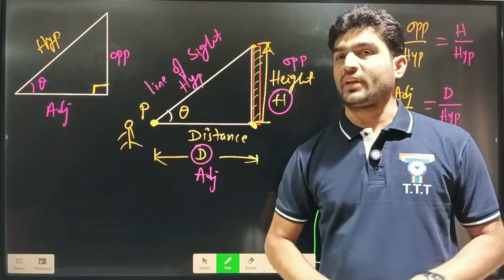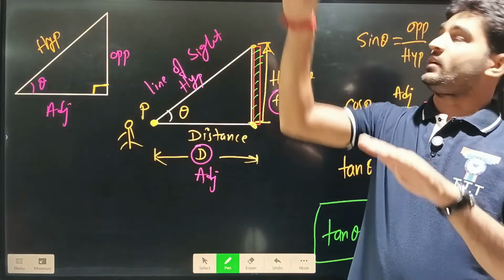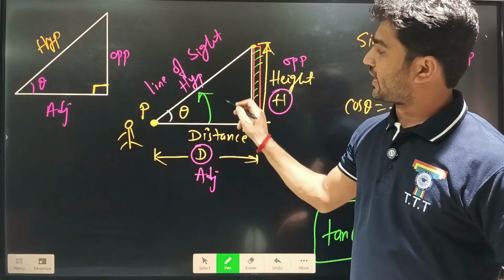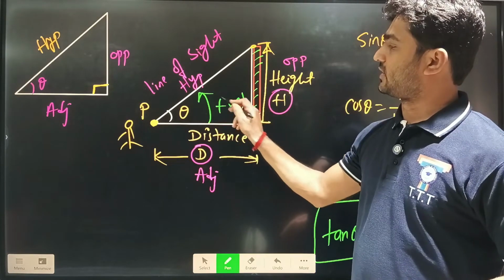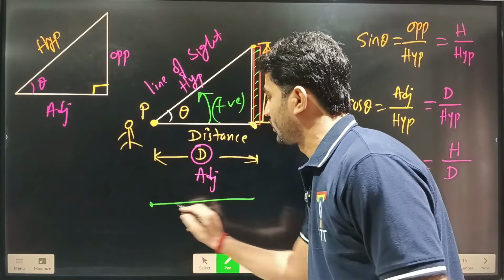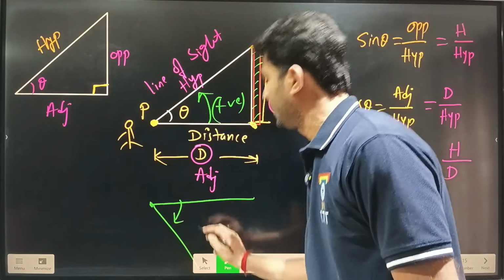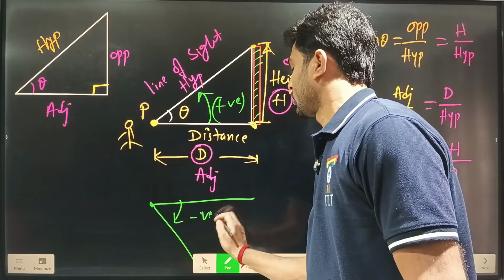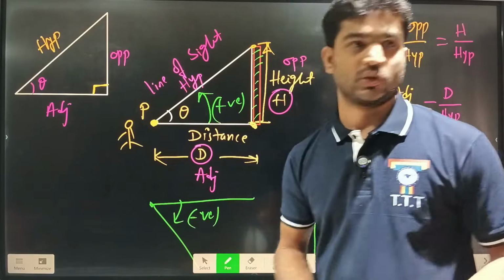Suppose, what do you mean by angle of elevation? If you are observing in an upward direction, that is a positive angle, and that is the angle of elevation. If you are standing here and looking in a downward direction, that is a negative angle, and that is the angle of depression.